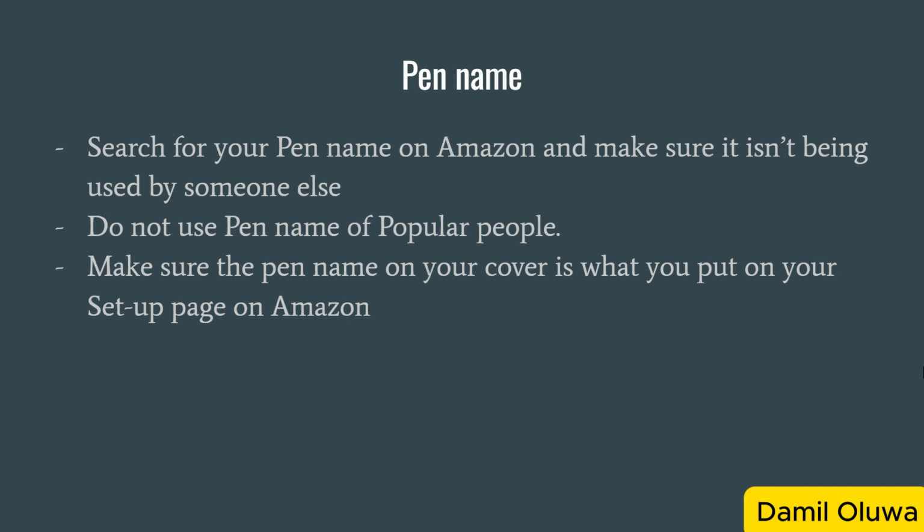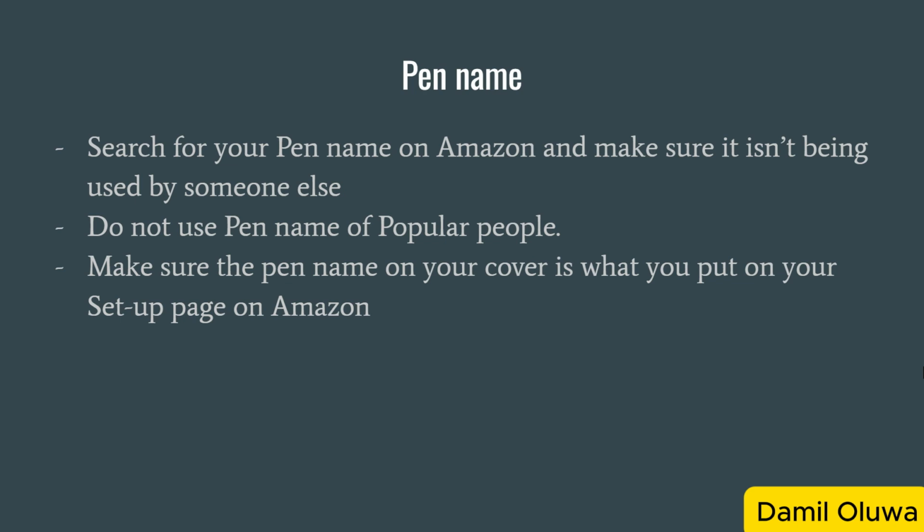So the first one is: search for your pen name on Amazon and make sure it is not being used by someone else. Of course you can't say you want to use William Shakespeare as your pen name. It doesn't make sense, because it's a pen name by a popular author already.